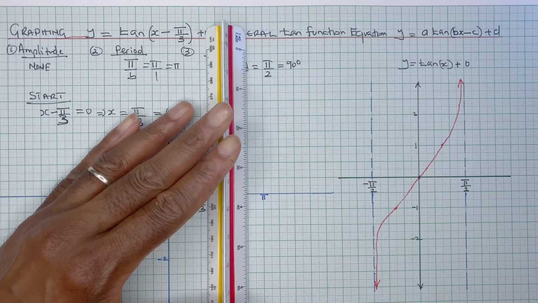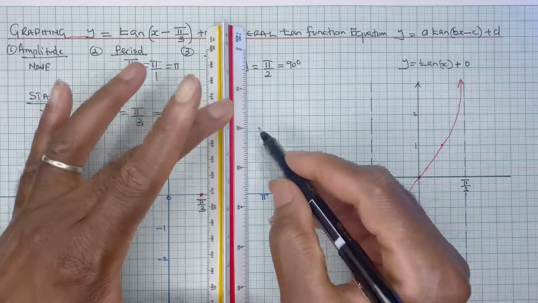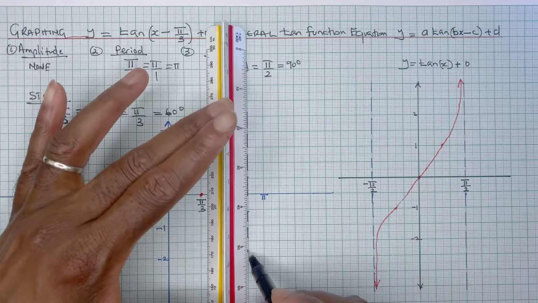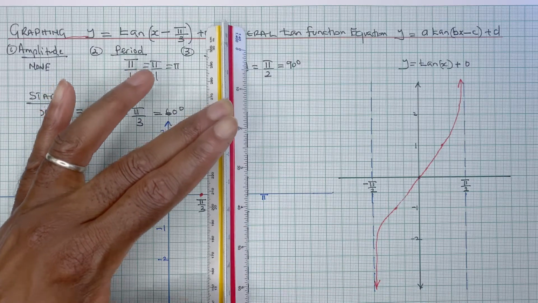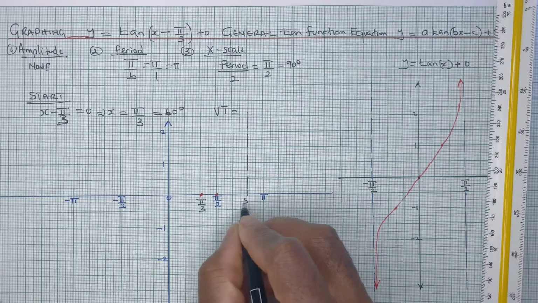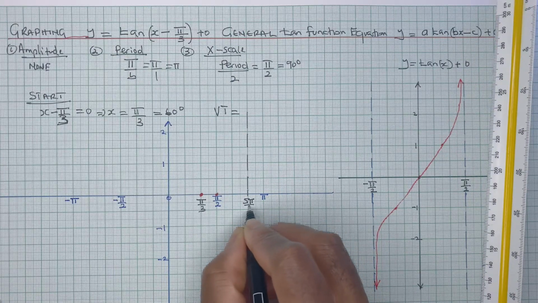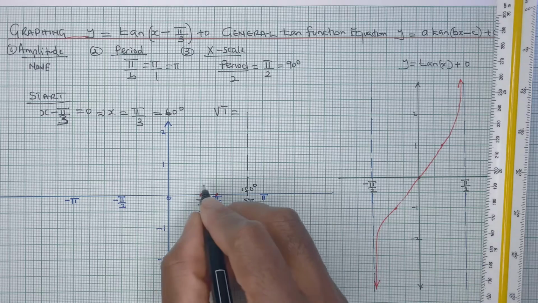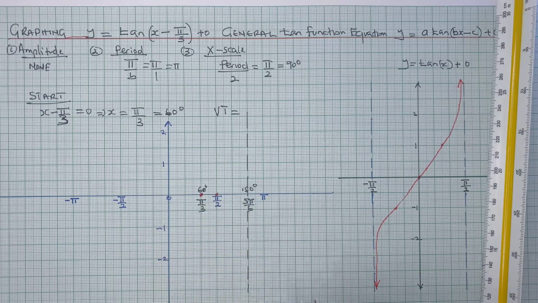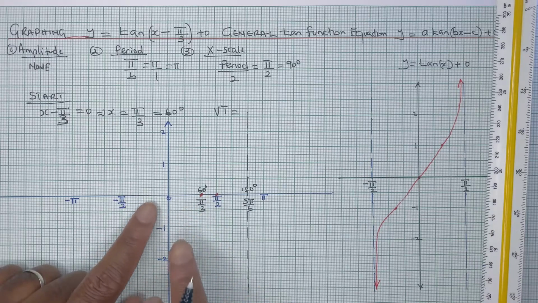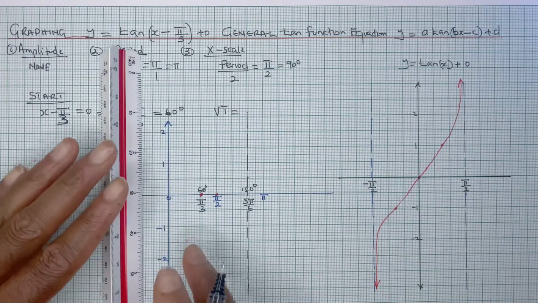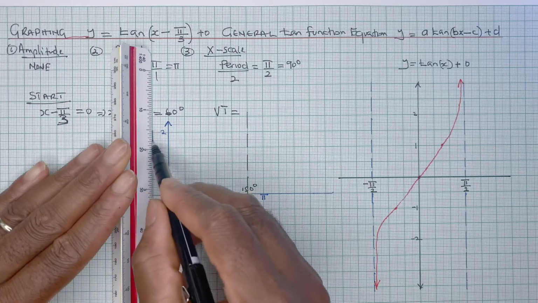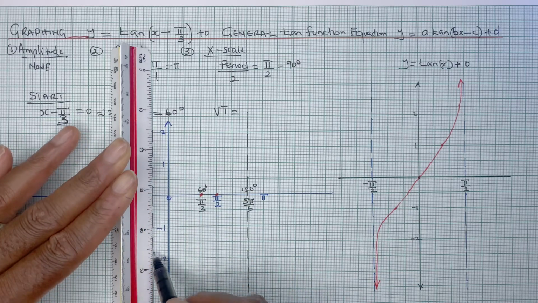So we just draw the line of asymptote here, and I can write 5π/6, which is 150 degrees. This is 60 degrees, and I'm taking away 90 from 60, so I get minus 30. Minus 30 is here, so I can draw that. That's the other line of asymptote. There are always two lines of asymptote.